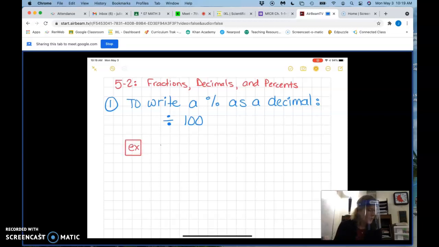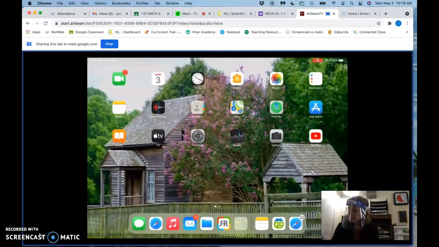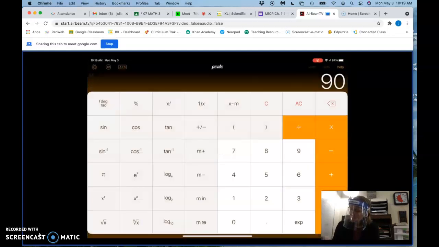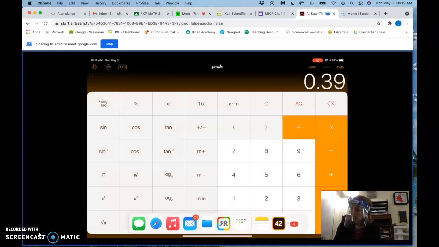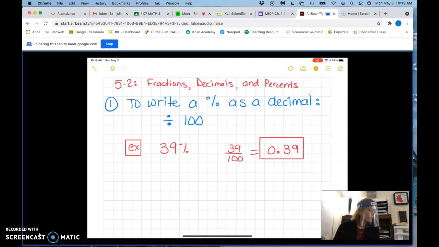As an example for this one, what if we had 39%? Well, all I have to do is 39 divided by 100 in my calculator. And I get 0.39. So to write 39% as a decimal, we just divide by 100 and we got 0.39.